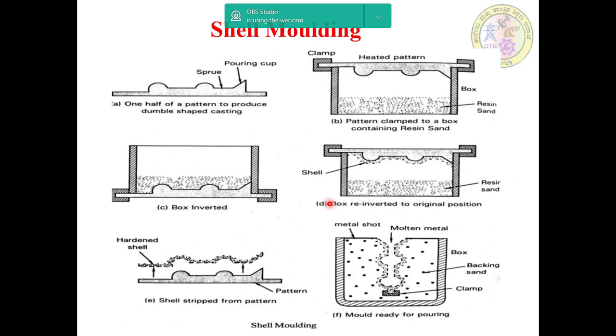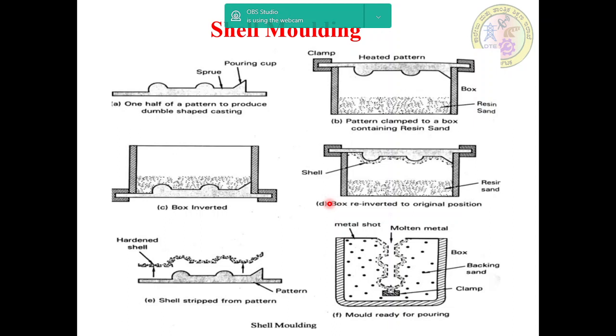Next we'll go for shell molding. Here, it is a special form of sand molding. It is used for producing small castings, that is up to 50 kg of steel castings. And in this molding, very intricate, accurate, and good surface finish castings can be produced, and machining can be eliminated almost.